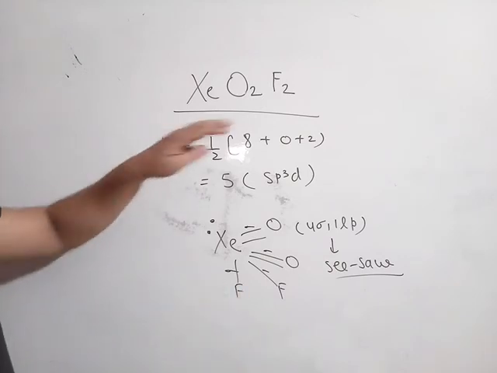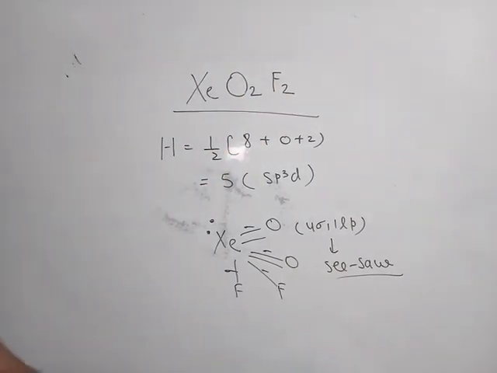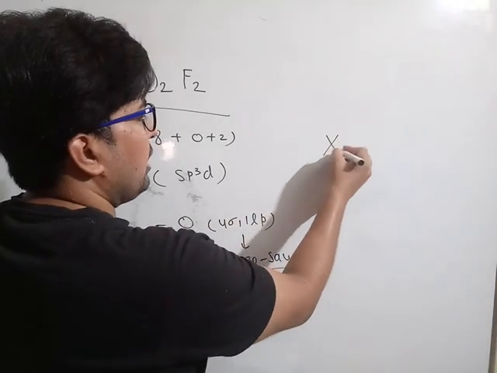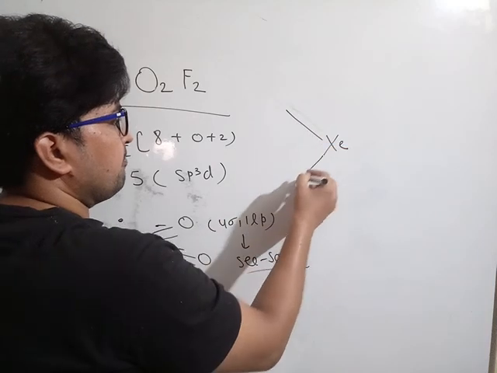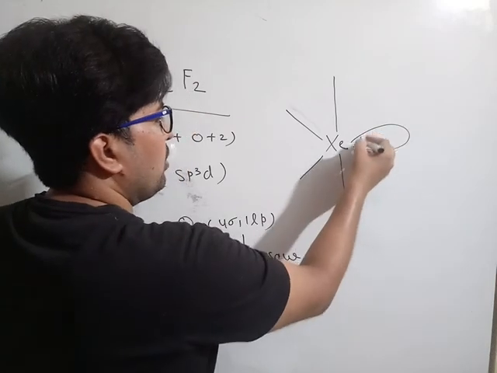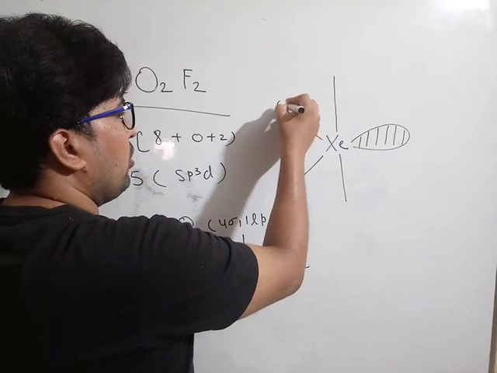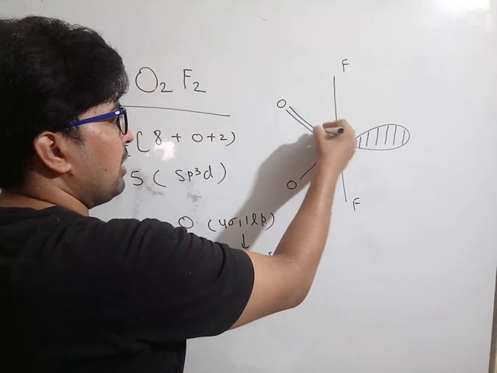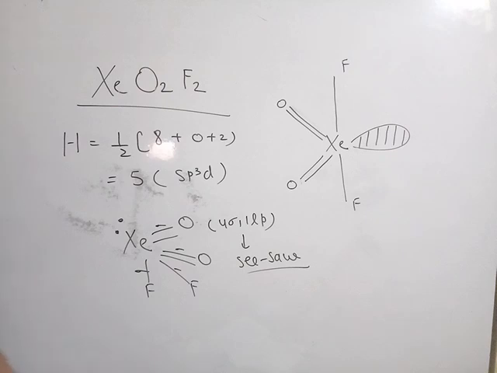So what will happen here? It will be present in the equatorial position, and it will be in the axial position. So as you can see the structure over here, when we make xenon here, and the lone pair will be in the equatorial position here in the plane, and here we'll have oxygen, and in the axial position we'll have fluorine. So we have a double bond over here, so we can just make that part here. So that will be the shape of XeO2F2.